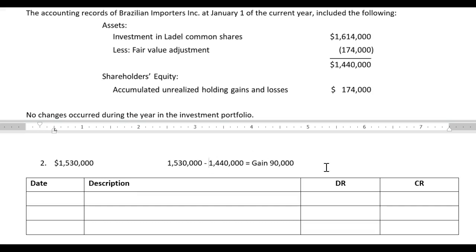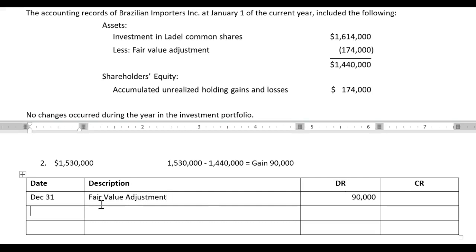If it's negative, it's a loss. So it's positive in this case, 90, so that's going to be a gain. So we need to increase our balance sheet from 1,440,000 up to 1,530,000. To do that, since it is the asset side, we would need to debit the fair value adjustment for the 90,000, representing the change in market value.